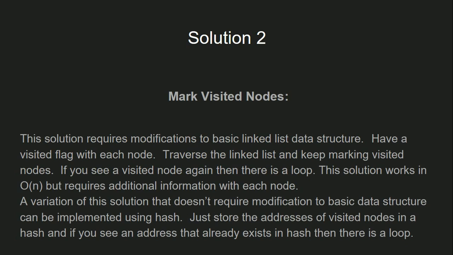This is the same as the first solution, the only difference being that instead of using a hash table, we will store the track of the visited nodes in the same linked list itself, by modifying it. We will have a visited flag. We will traverse the list and keep marking the visited nodes. Same as the previous one, if we see a visited node again, that means there is a loop, or else no. This solution requires big O of n time, but since we are marking nodes and keeping track of the nodes, the space complexity is also required here.